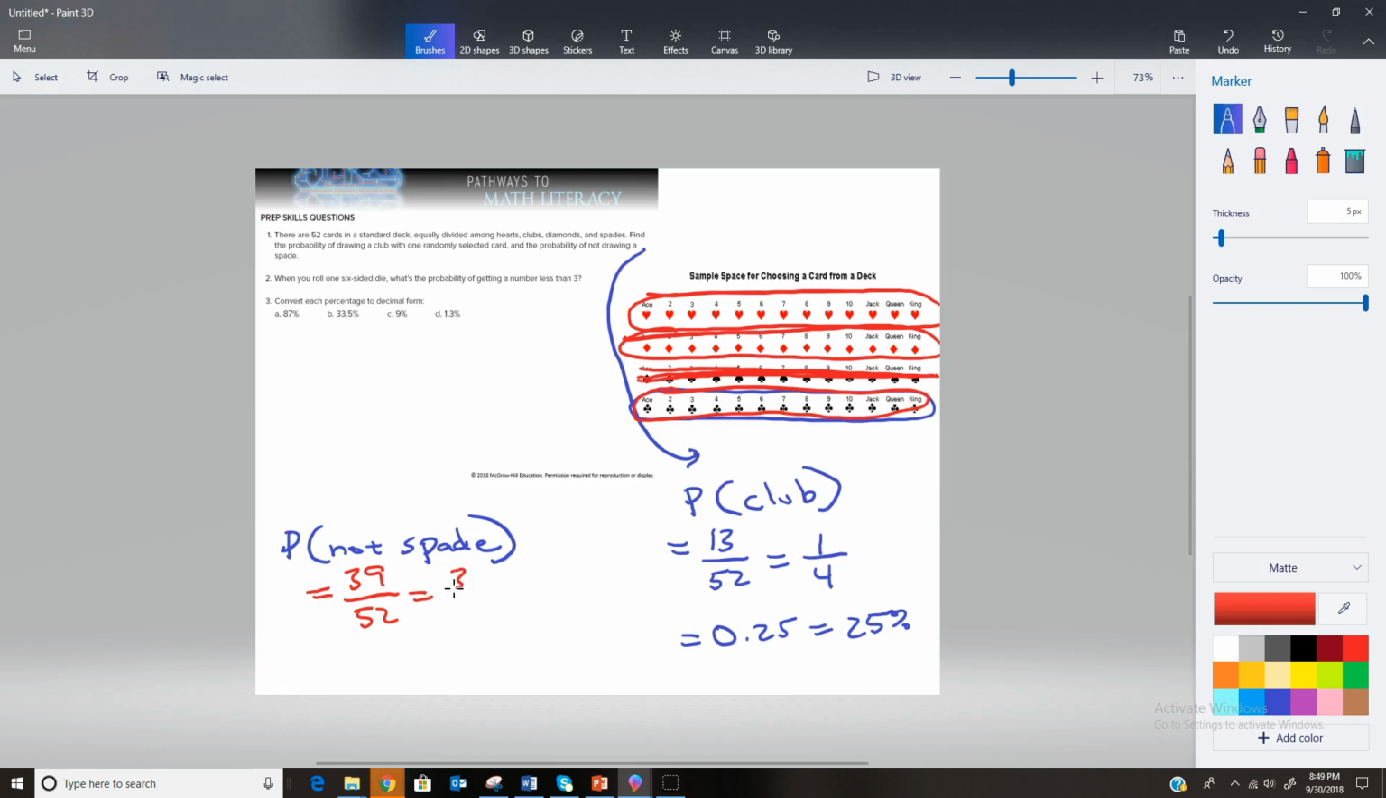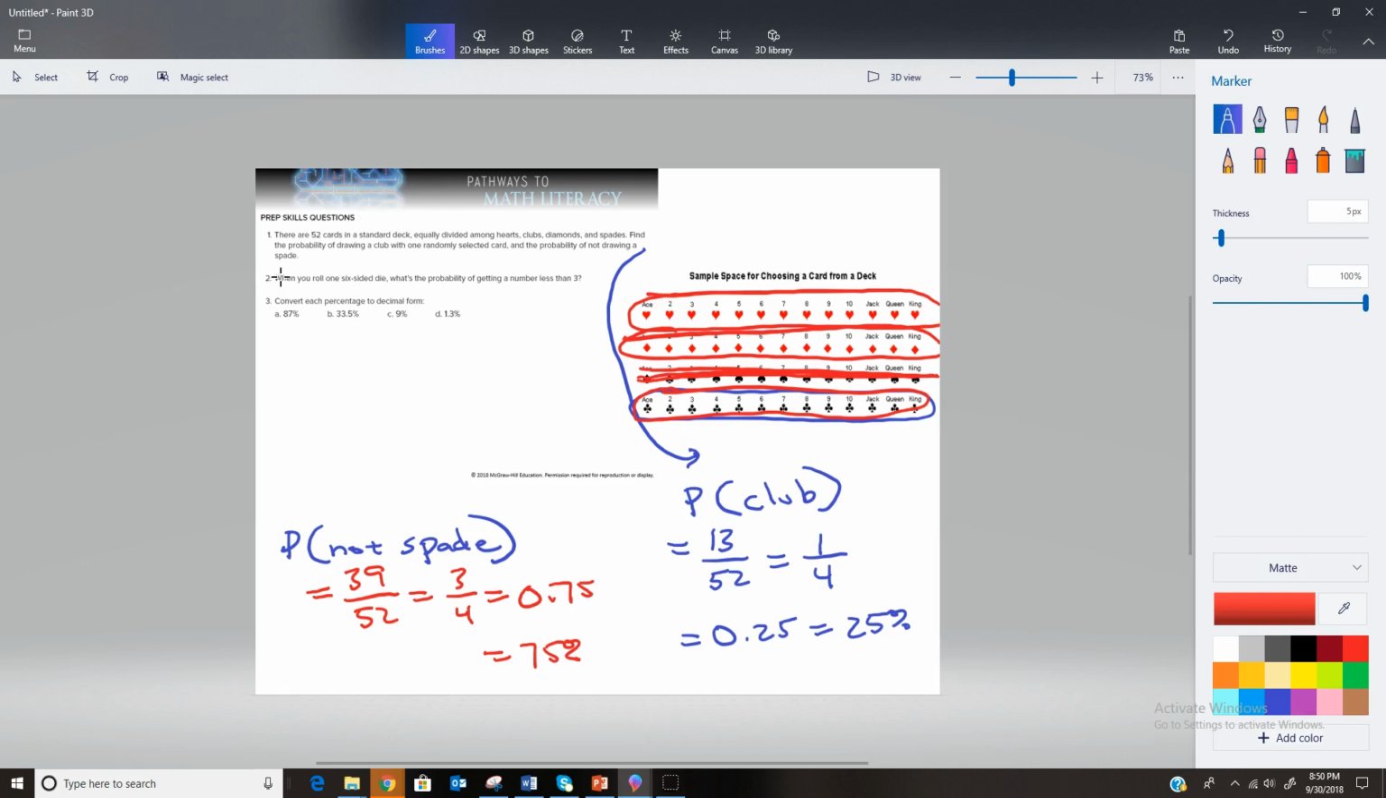That reduces to 3/4. And again, you could think of it also as 3 out of the 4 suits are not spades, and so you could just write 3/4 right away. You could also write that as 0.75 or 75%. Another way you could get this 39 is you could say, well, 13 of them are spades. So if I take 52 minus the 13 that are spades, I have 39 left that are not spades. That's called the complement, and you can think of it that way also.